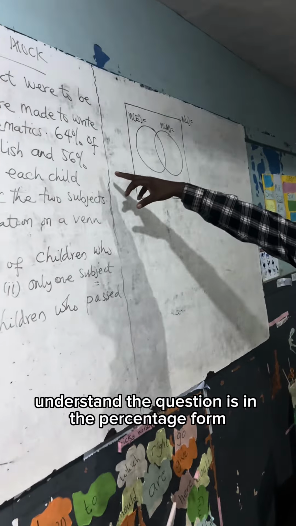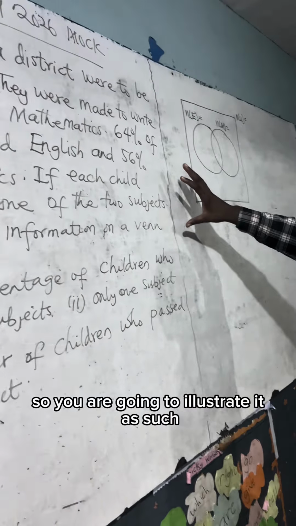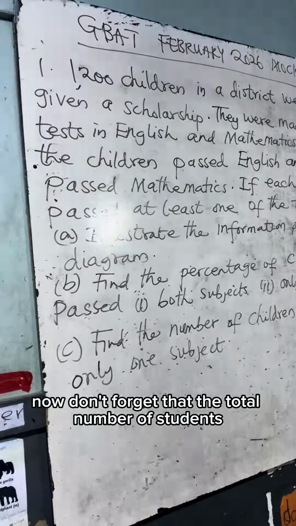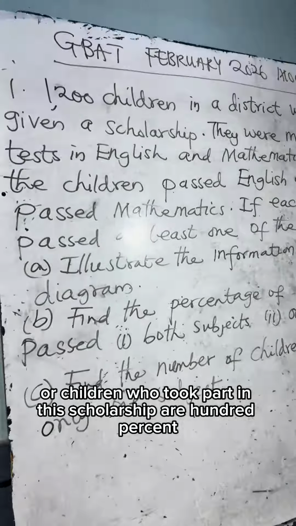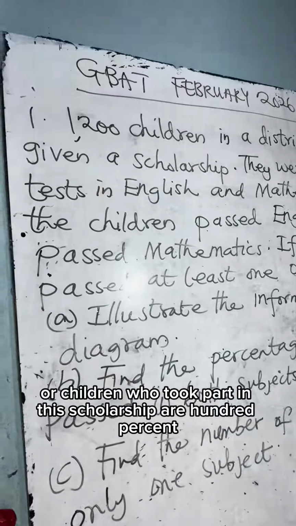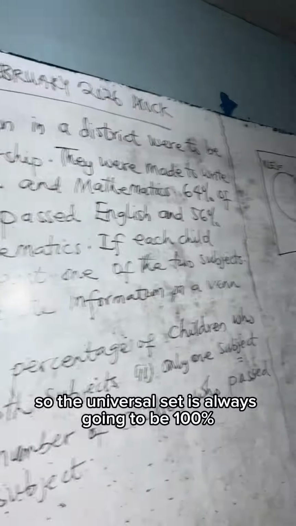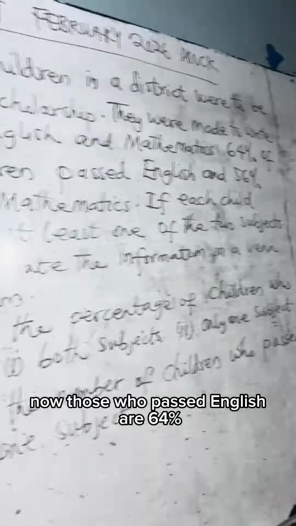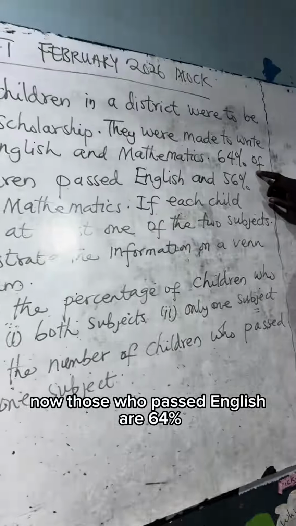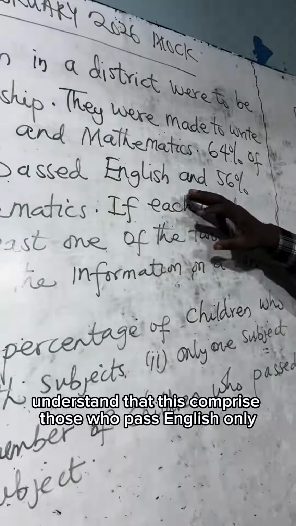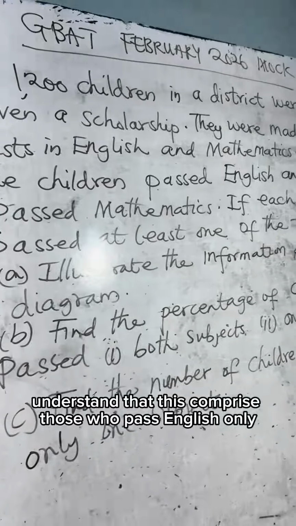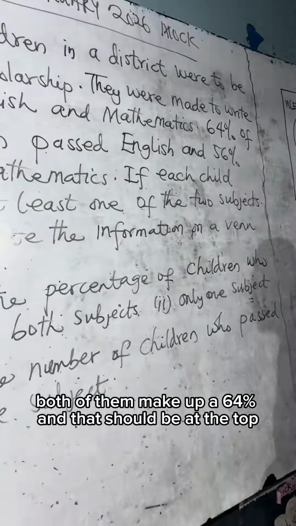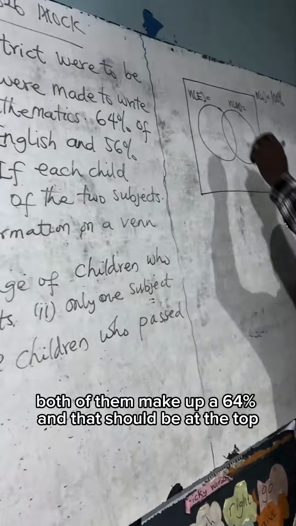Understand the question is in percentage form, so you are going to illustrate it as such. Don't forget that the total number of children who took part in this scholarship is 100%. So the universal set is always going to be 100%. Those who passed English are 64%. Understand that this comprises those who passed English only and those who passed English and mathematics. Both of them make up the 64%, and that should be at the top.